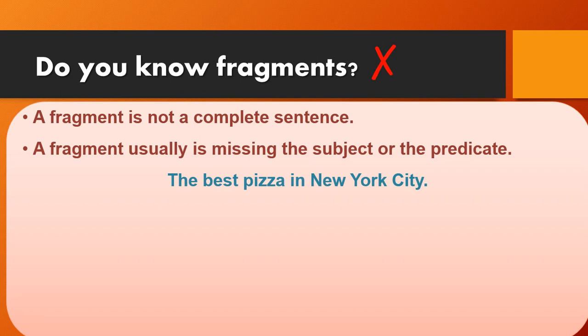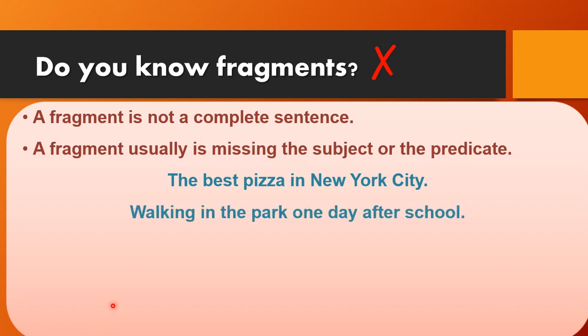The first sentence: the best pizza in New York City. If you read this sentence, you'll find that it doesn't give us a complete meaning. The same thing, walking in the park one day after school. Also, who's walking in the park? Something is missing. In the first one, the predicate is missing. The best pizza in New York City. Yes, what about it? Walking in the park one day after school. Whom are you speaking about?